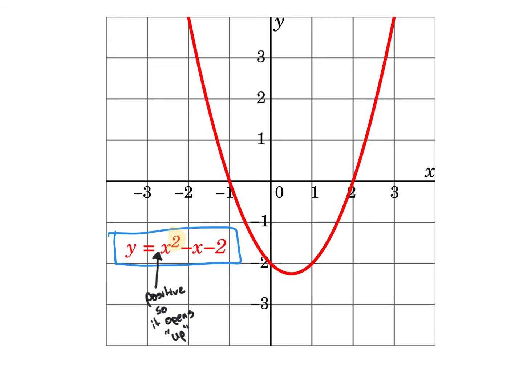Okay, let's move into some other things. Guess what we call this point and this point that I just circled in green? That's right. Those are called the x-intercepts or the zeros of a function.